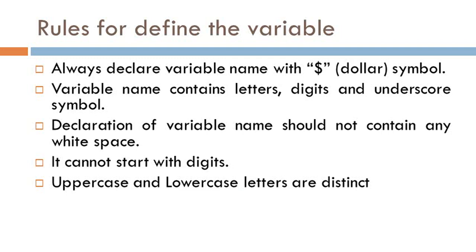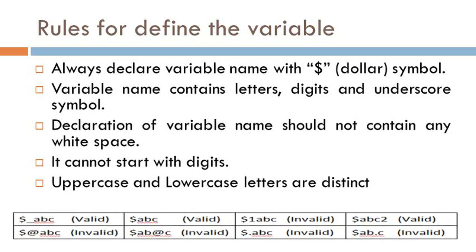Now, some examples of variable. Here in first example I write $_ABC. So this is a valid variable name because variable name can start with underscore. Second, $@ABC. @ is not allowed because it is a special symbol. Our variable name contains only letter, digit and underscore. So this is invalid. In third, $ABC. This is valid because it contains only these letters.